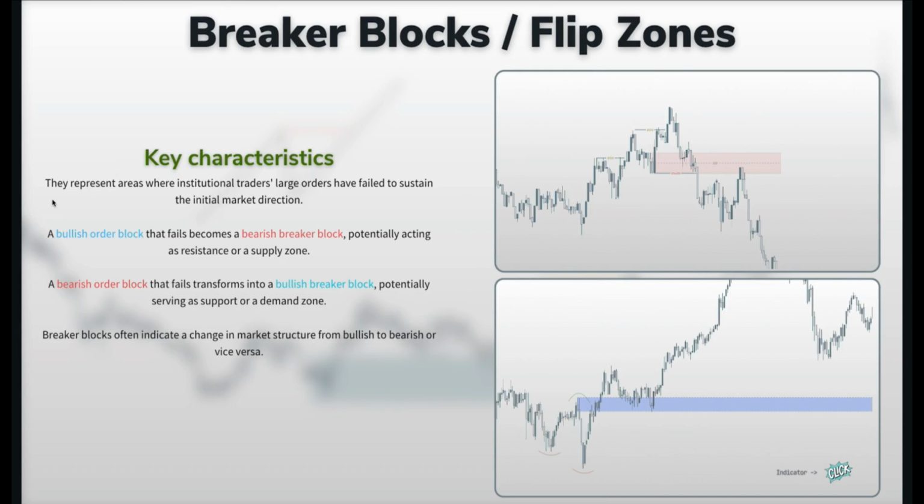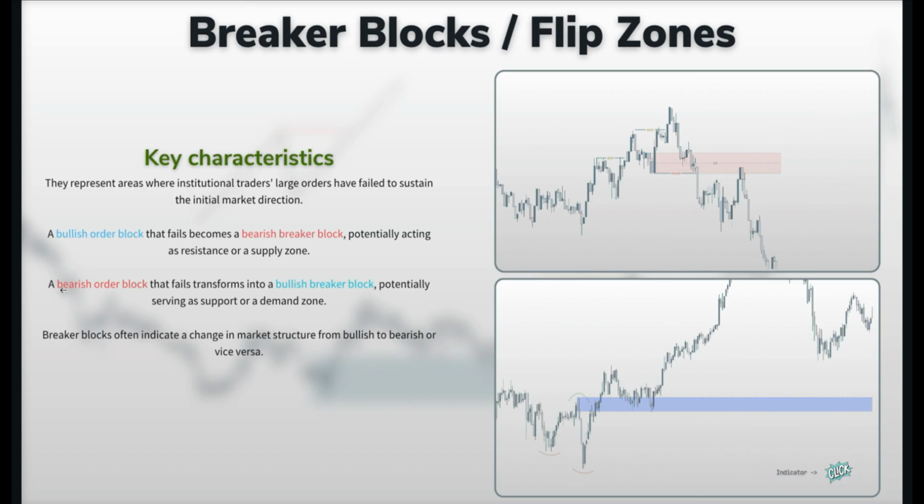All right, so let's talk about some key characteristics here. So the key characteristics are they represent areas where institutional traders, large orders have failed to sustain the initial market direction. A bullish order block that fails becomes a bearish breaker block, potentially acting as a resistance or supply zone. So here you can see that we were going in an uptrend. What did price do? Sweep some liquidity, come down, caused a change of character, and turned this demand zone into a supply zone or bearish breaker block.